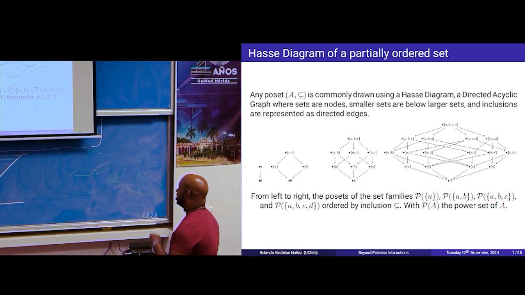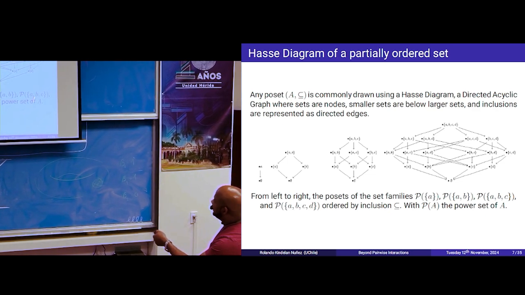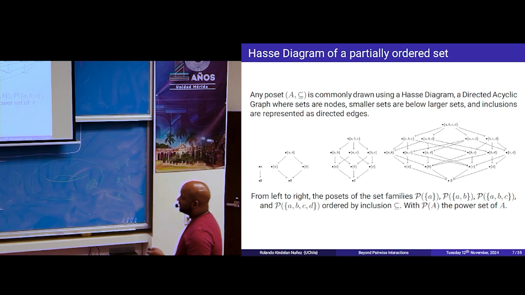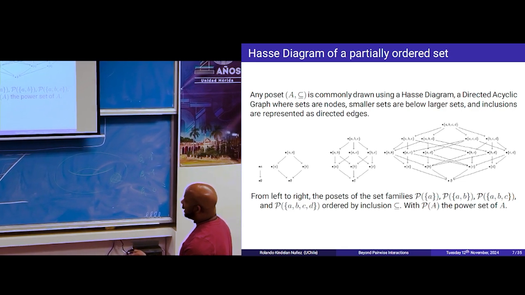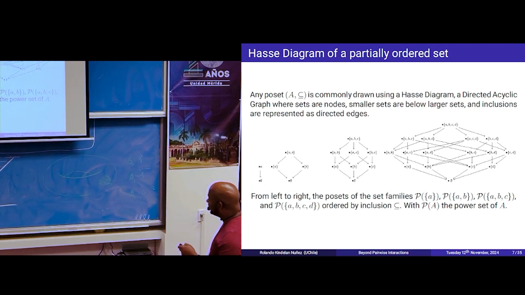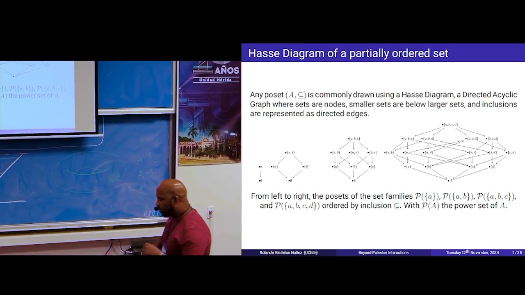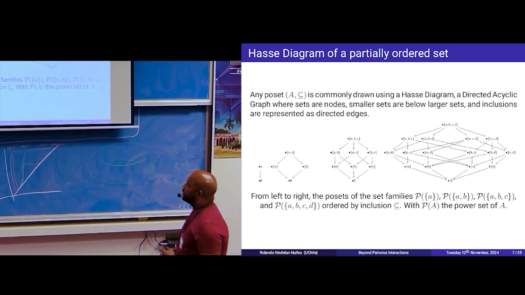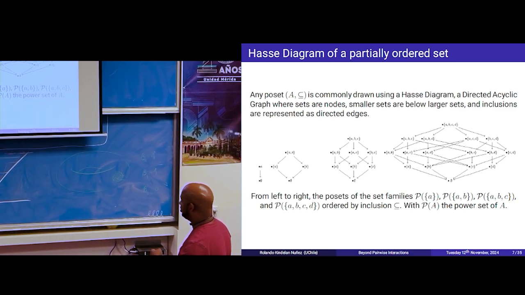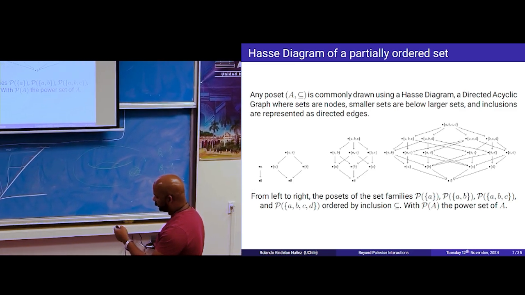all of you. This is a Hasse diagram, which is an acyclic directed graph that can be used to represent any poset or any partially ordered set. For example, if you have a one element set or two element sets and so on, you can use this structure to represent all the possible inclusions, using, of course, the set families or the power set of each of those sets.